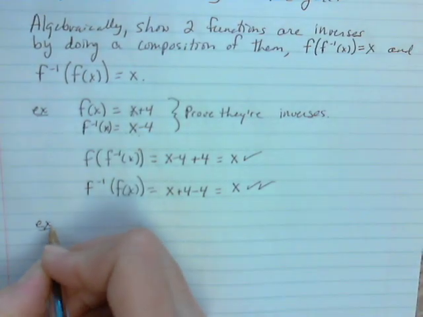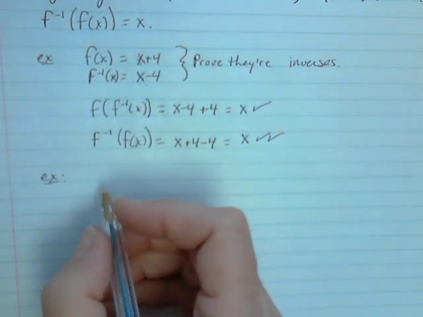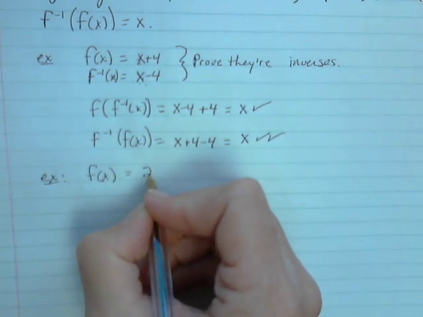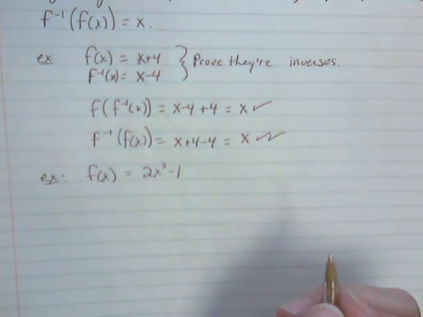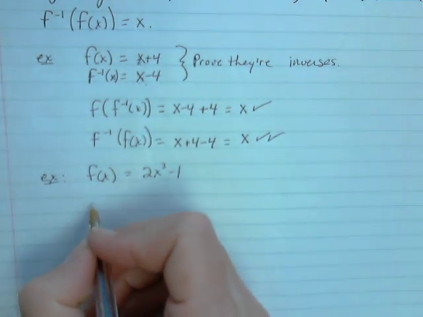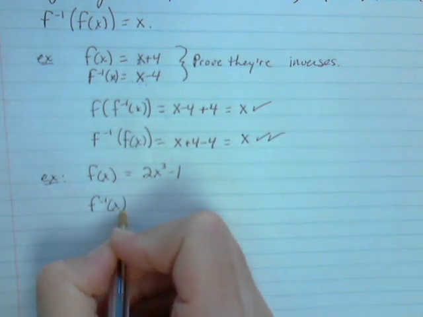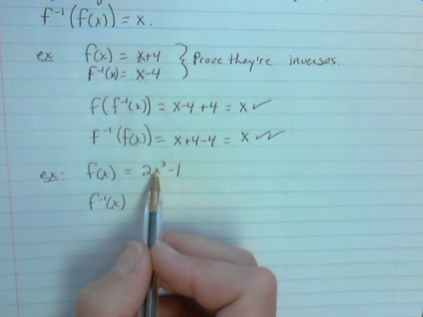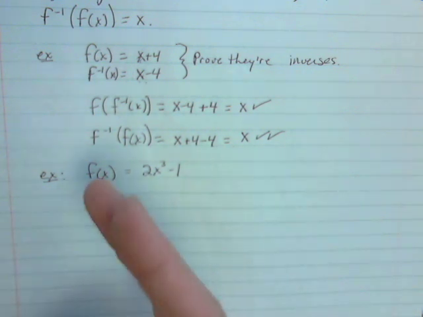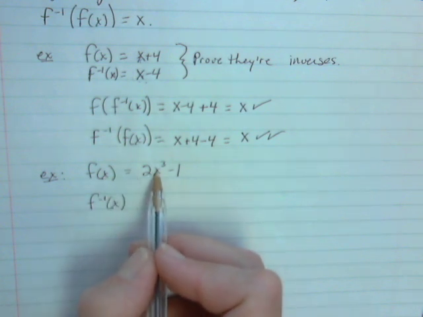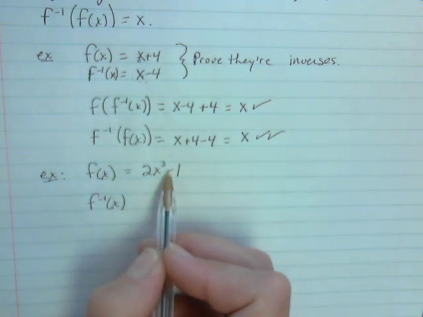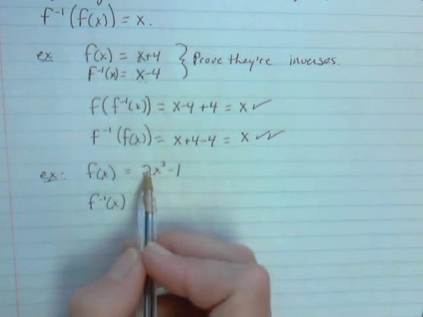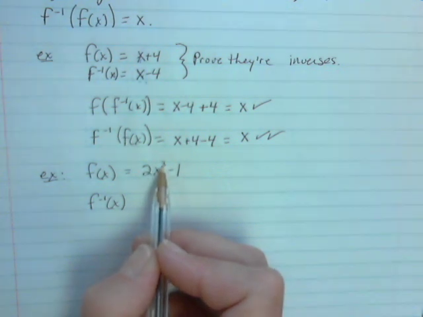The next example is a little bit more complicated. I'm going to choose a cubic function for my original function, 2x cubed minus 1. And if I wanted to find the inverse of that function, I would substitute y in for f of x. y equals 2x cubed minus 1. Then I would switch x and y and get x equals 2y cubed minus 1. And then to solve that for y, I'd have to add 1, divide by 2, and take the cubed root to get rid of this.